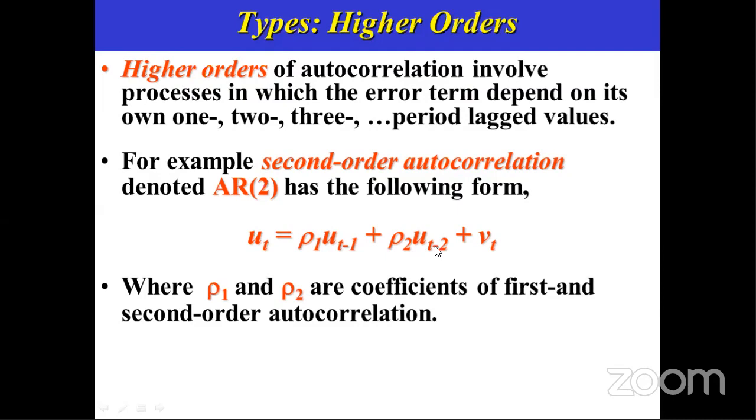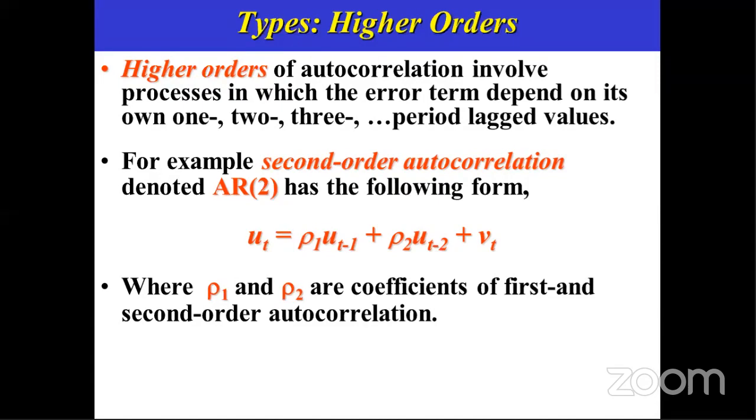Now it is 2 because you have included the two period lagged values of ut, that is ut minus 1 and ut minus 2, and ρ1 and ρ2 are the coefficients of the first order and second order autocorrelation, the coefficients of this autocorrelation function. That gives you the magnitude, the degree of the autocorrelation between ut and ut minus 1, ut and ut minus 2, and so on in case of higher order autocorrelation.